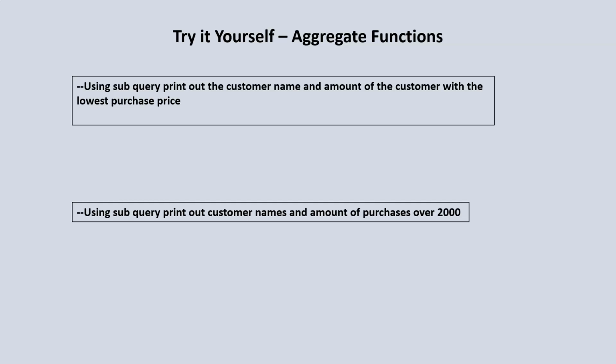Second, we want to print out the names of the customers and the amount for customers that have purchased over $2,000, in which the total amount of their transactions is over 2,000. So try your hands on this, and in the next video we'll work on it together.